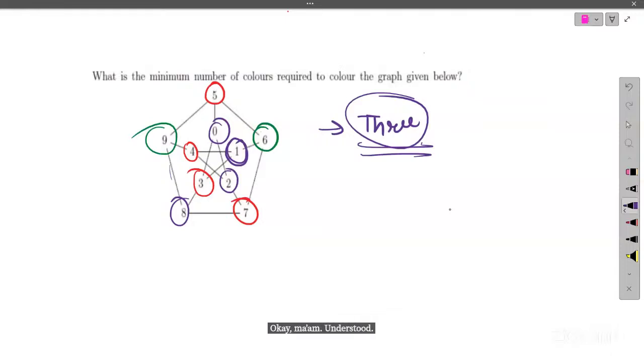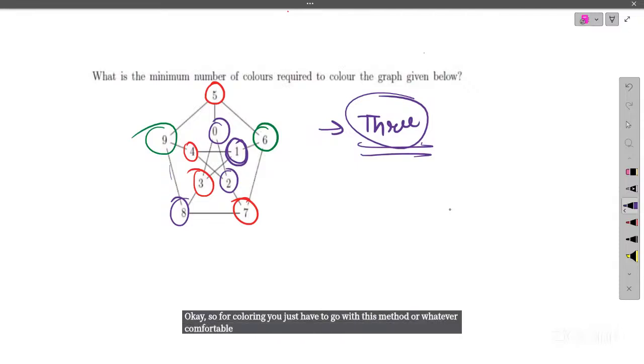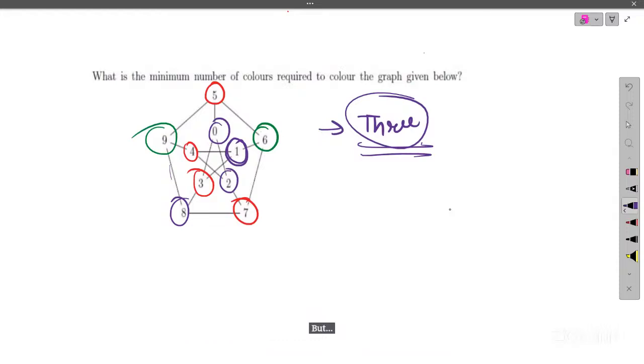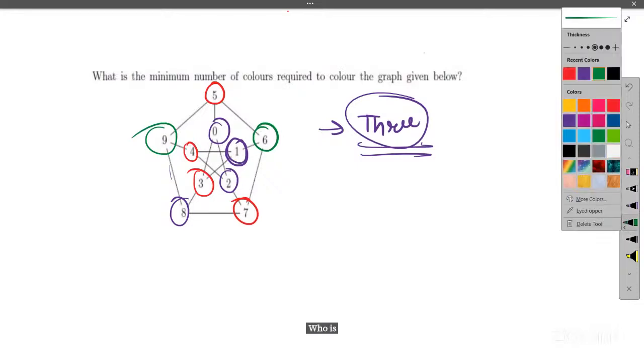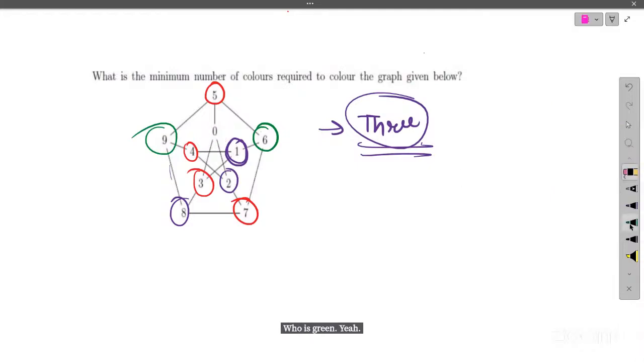So for coloring, you just have to go with this method or whatever is comfortable to you. But ma'am, 0 is connected to 2 and 2 is... sorry, violet. Here then it should be green. Green. Yeah. Initially I was right. Fine.